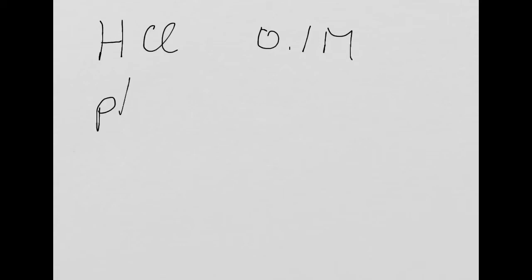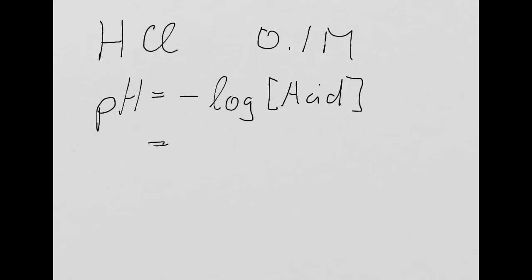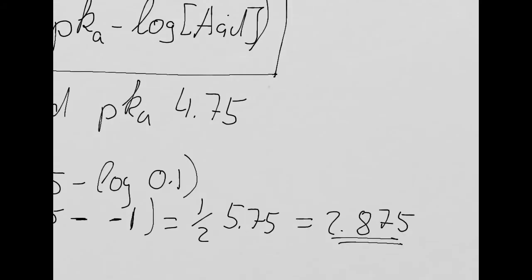Yeah? Now let's compare that to the pH if we have a strong acid, HCl for example, and we have a concentration of 0.1 molar. Can you calculate the pH of that? pH equals, in this case, minus log of the acid, pH equals 1. Okay? So, in the case of the strong acid, with the same concentration, we have a pH of 1. In the case of a weak acid, we have the pH of 2.875.